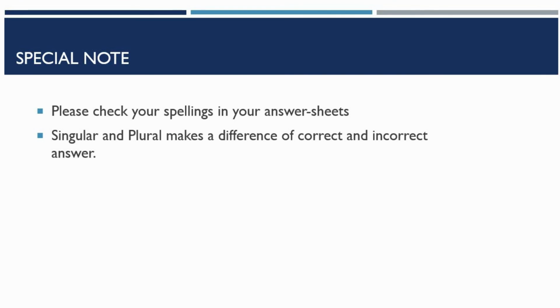Now let's look at some key points you should remember while you give the listening exam. The first and the most important point to remember is checking your spellings in the answer sheet or column. Remember that even though your answer is correct but spelling is incorrect, you will be marked incorrect and you will not get any points for that. The second most important point is that the difference between singular and plural is very significant. Hence, if the correct answer is singular but you wrote plural, then also your answer is incorrect.